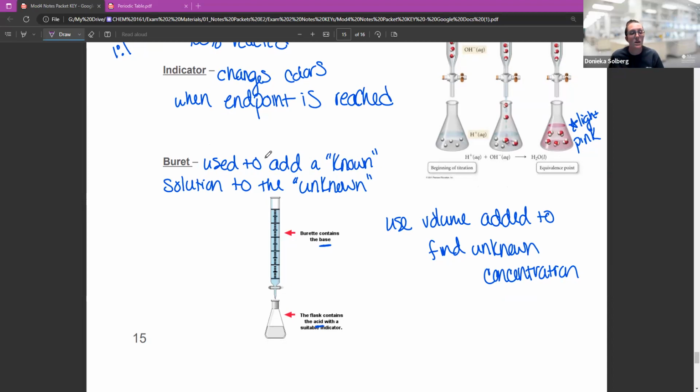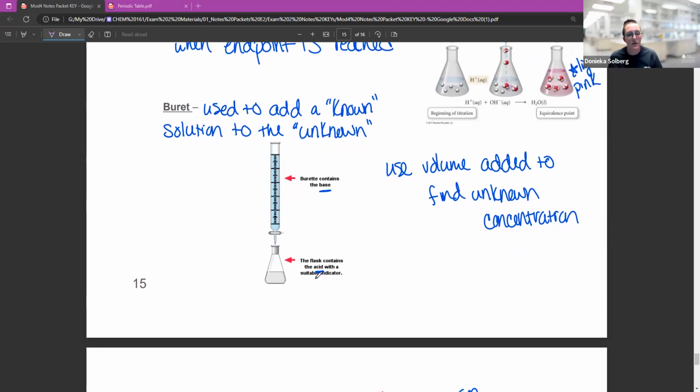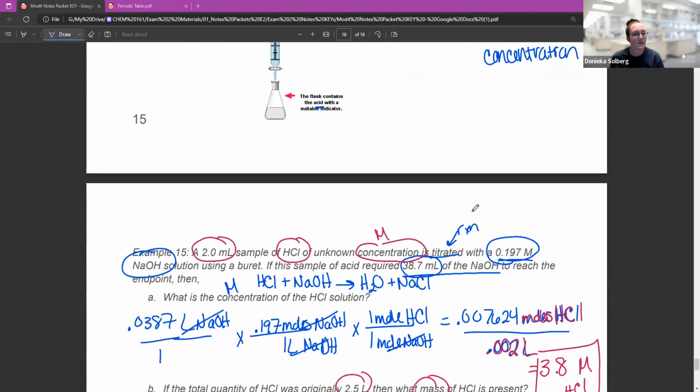The burette is what we use. We put our known concentration in this burette, and we put our unknown down here in the Erlenmeyer flask with the indicator. The way that you read a burette is you read it straight on. You're going to practice this in the lab. It starts at 0, so it tells you how much you added. When you know how much of this you added, you can use it to calculate the concentration of this. So this is what we're going to do for titration calculations, again usually an acid with a base.